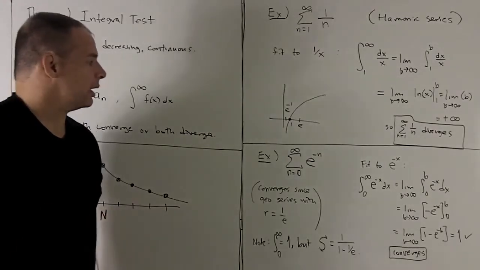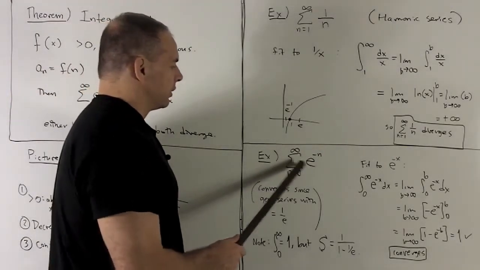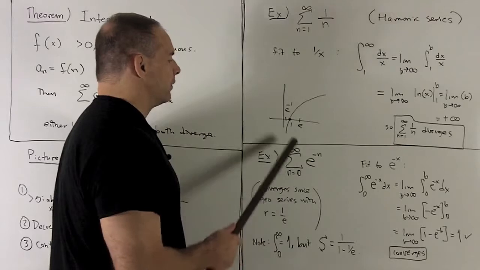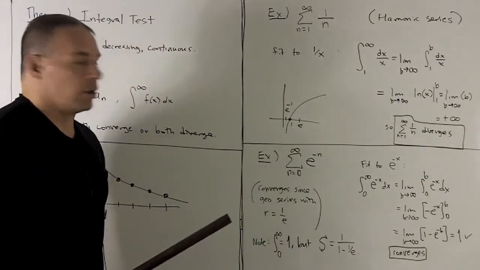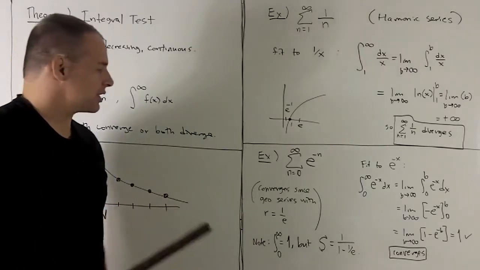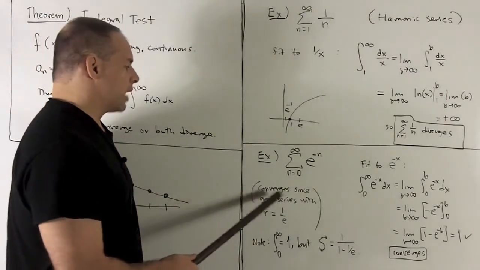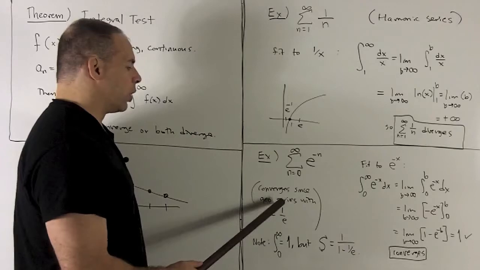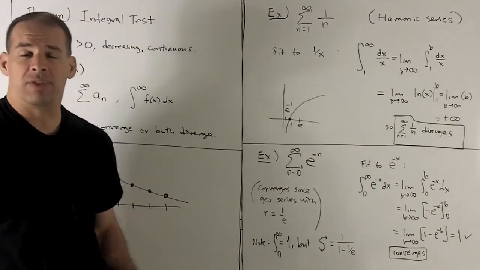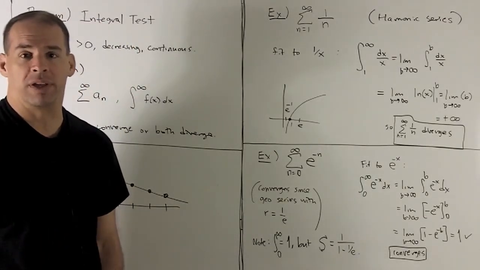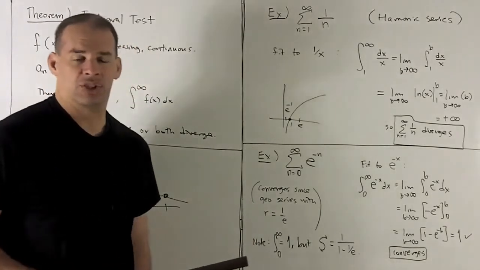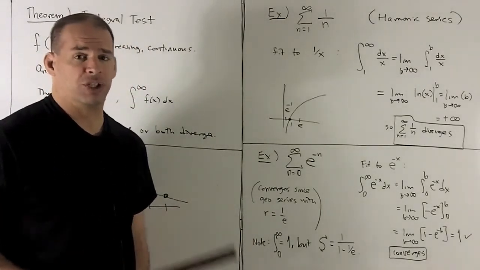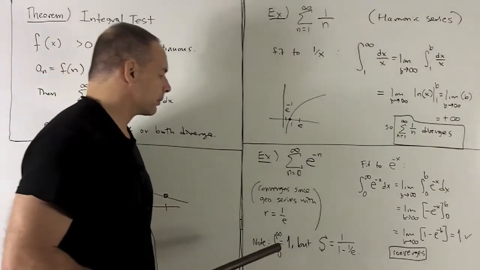Next example. Let's try the series for n going from 0 to infinity of e to the minus n. Now, I know this converges because we've already studied this. This is going to be the geometric series with r equal to 1 over e. E is roughly 2.7, so 1 over e is roughly a third. And since its absolute value is strictly less than 1, we have a convergent geometric series.